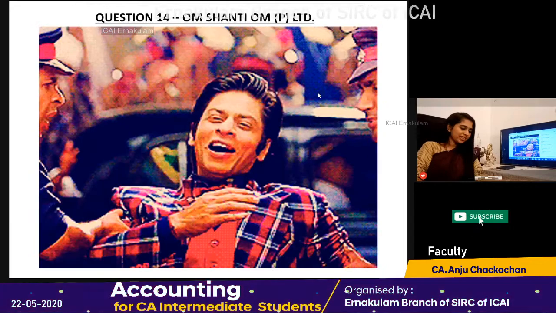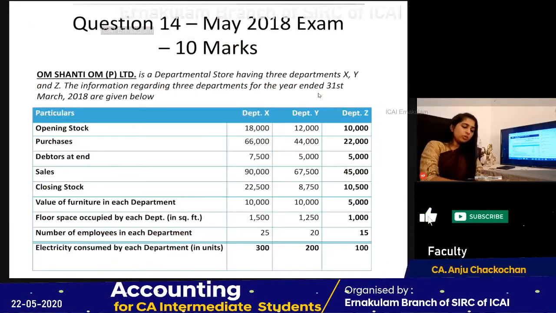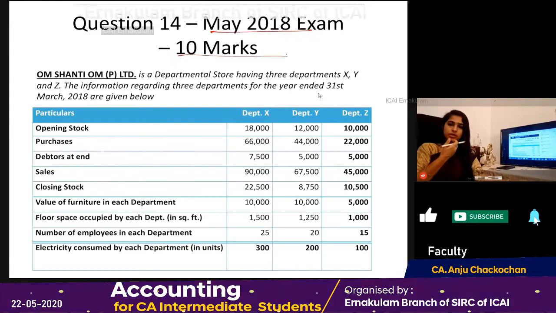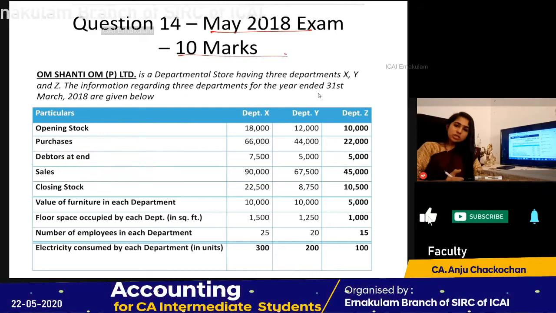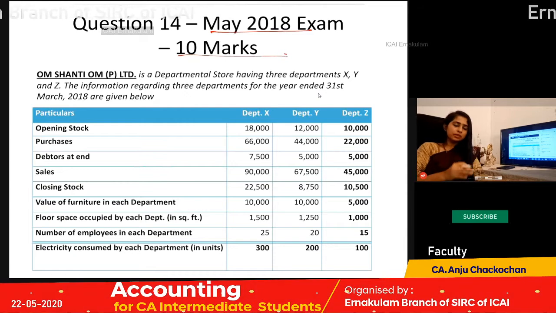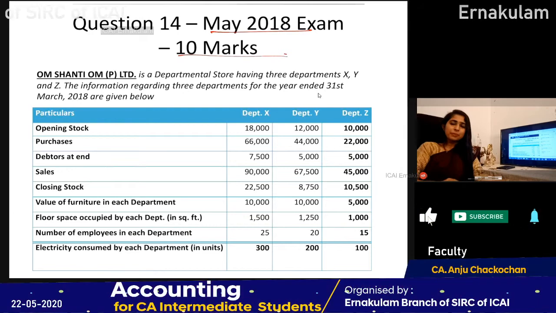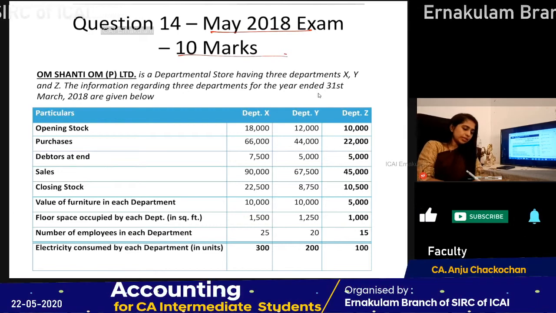This is May 2018, a 10 marks question. This was there in the previous exam attempt, and this came for 10 marks. And when you solve this out, you will understand that we have done a similar pattern question. Now listen.